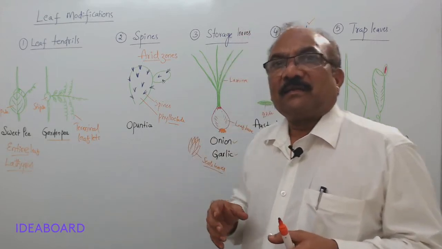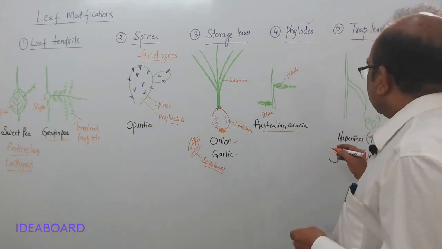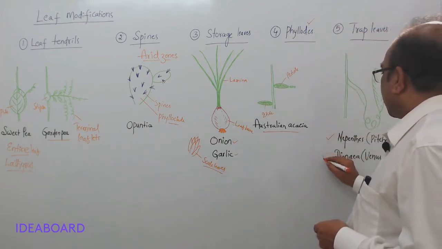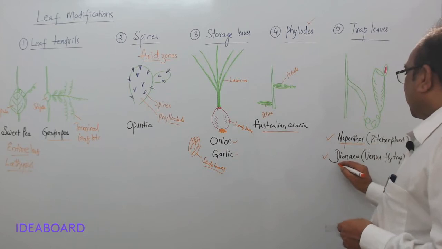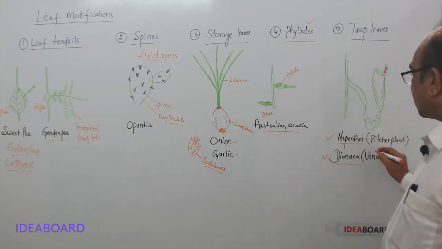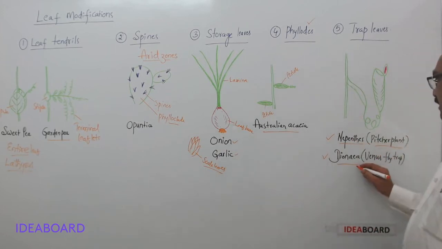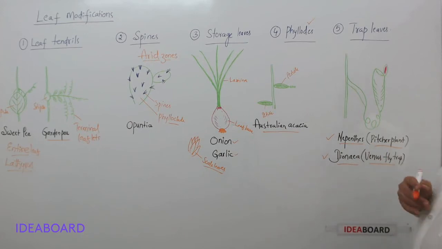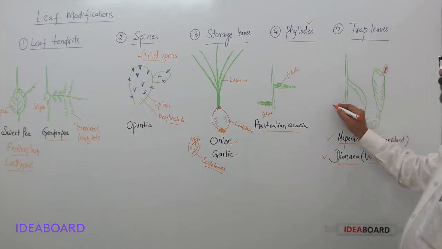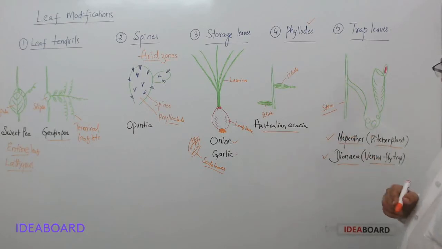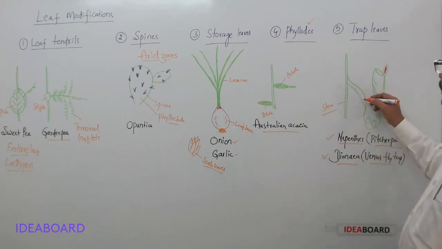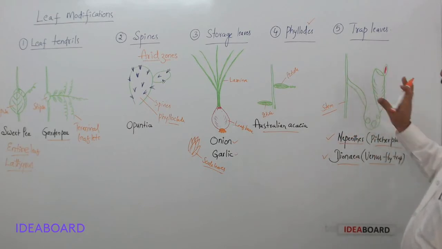Okay, and remember, here two examples we can take. One is Nepenthes and the other one is Dionaea. Nepenthes is commonly called pitcher plant, and Dionaea is commonly called Venus flytrap. And I drew the diagram of Nepenthes here, and you can see this is the stem, and this Nepenthes is a climber, and you can see that this is actually one leaf.